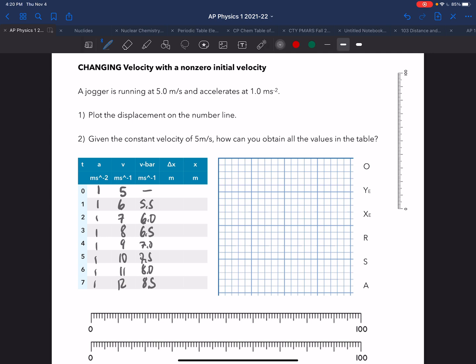So then the delta x is v bar multiplied by t. And so that would be 0 displacement, and then we have 5.5 and 12.0 and 18, 19.5 and 28.0 and 37.5 and 48.0, and this is 59.5.